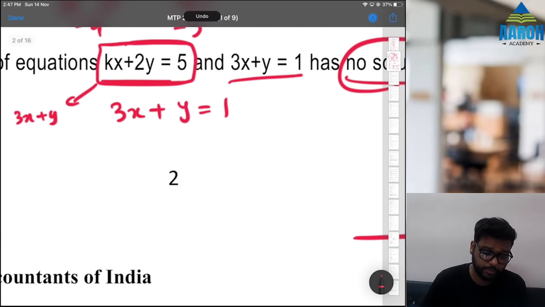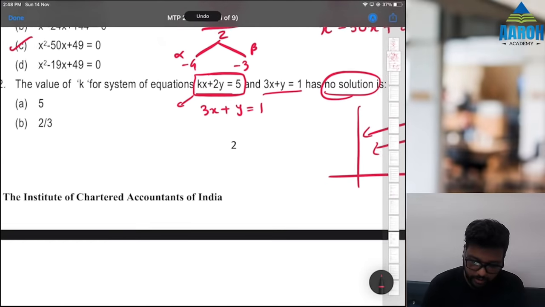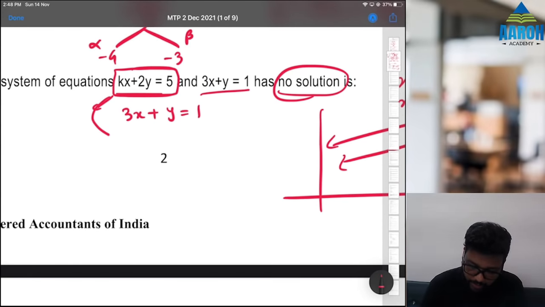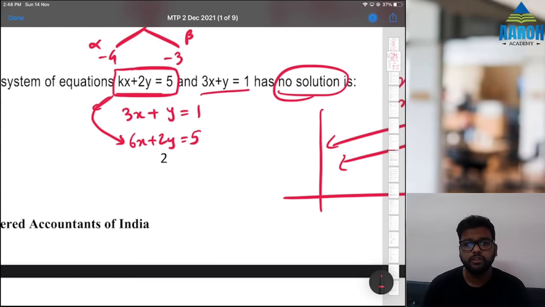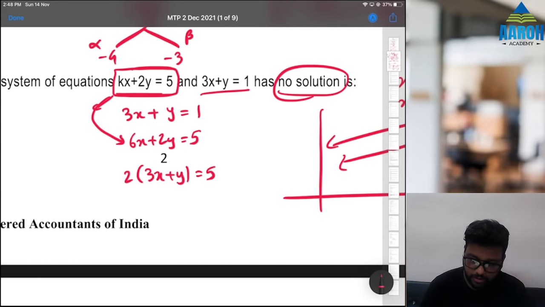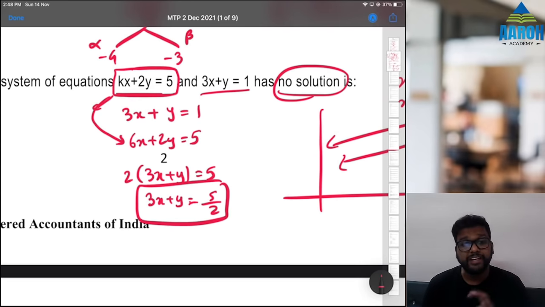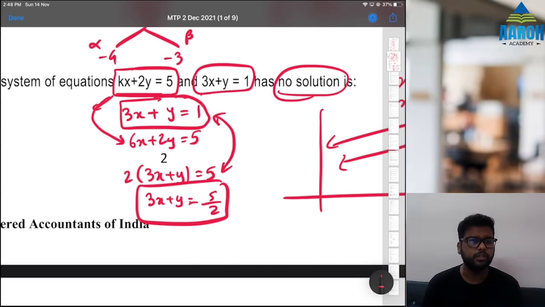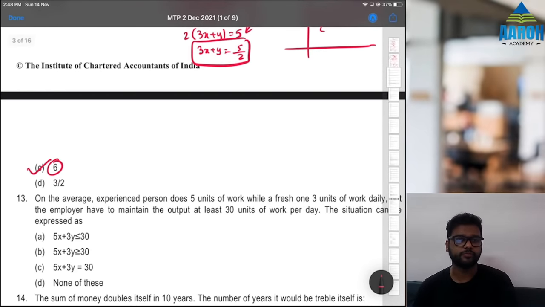Now if you observe the options carefully, if we put k as 6, k they are asking, right? So kx, that is 6x plus 2y is equal to 5. We can take 2 common from that. That means if we take 2 common, 3x plus y. That means this equation gives 3x plus y is equal to 5 by 2. Okay. Is it possible that 3x plus y is also equal to 1 and 3x plus y is also equal to 5 by 2? Not possible, that means there is no solution in that case, right?